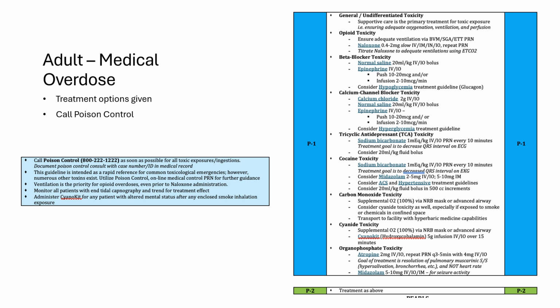We have beta blocker toxicity. Under beta blocker toxicity, you have normal saline, you have epi, and you push dose infusion if you need to, if they're unstable. Under calcium channel blockers, calcium chloride, normal saline. You can even do an epi push or infusion.